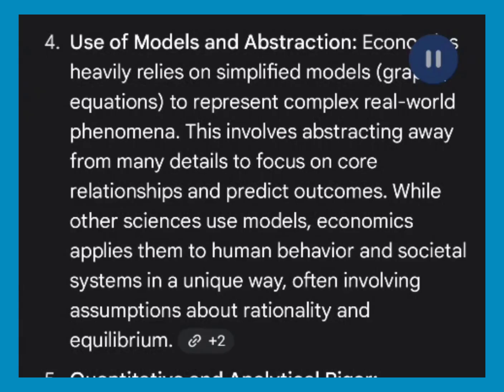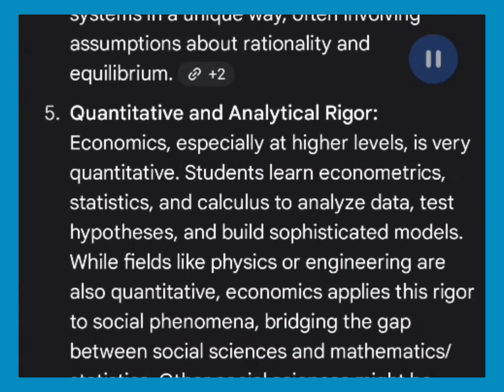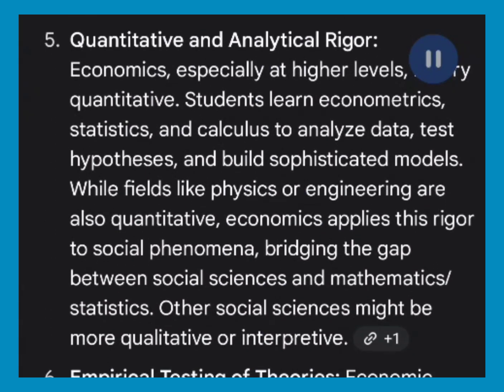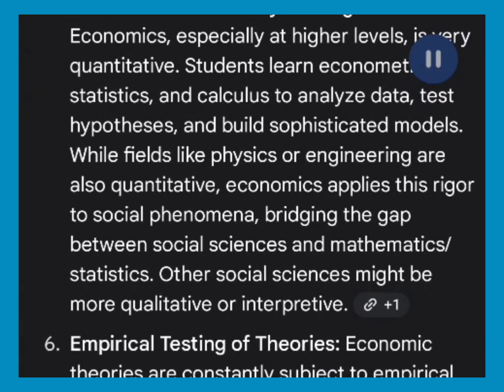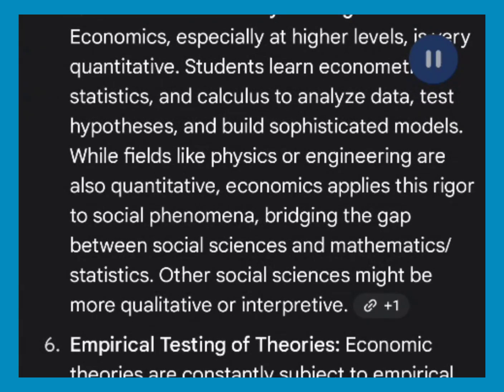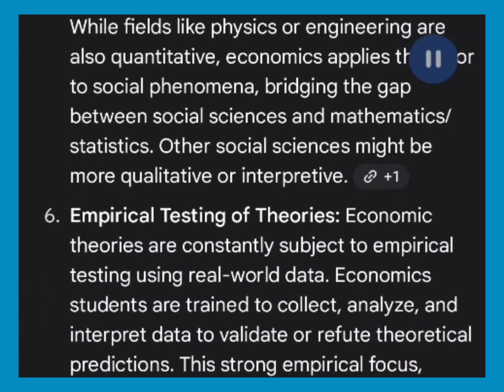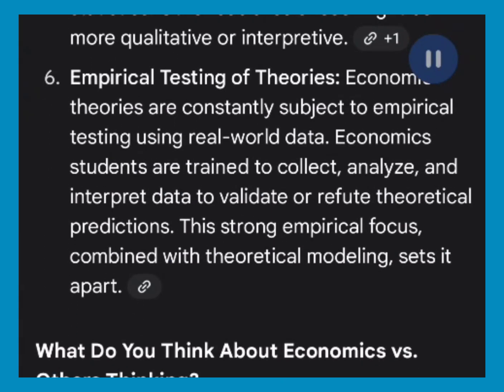5. Quantitative and analytical rigor. Economics, especially at higher levels, is very quantitative. Students learn econometrics, statistics, and calculus to analyze data, test hypotheses, and build sophisticated models. While fields like physics or engineering are also quantitative, economics applies this rigor to social phenomena, bridging the gap between social sciences and mathematics/statistics. Other social sciences might be more qualitative or interpretive.